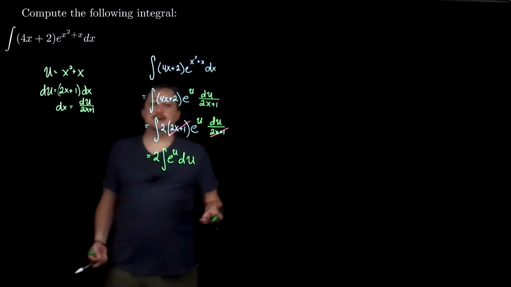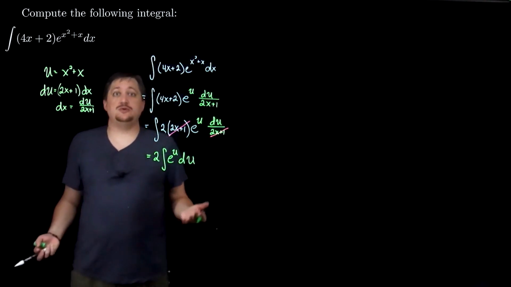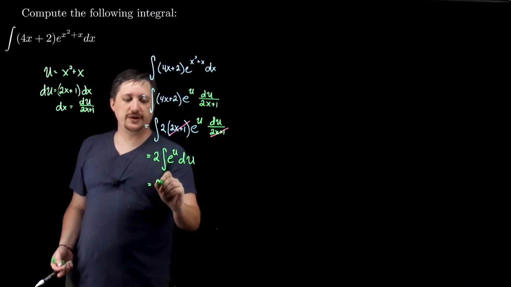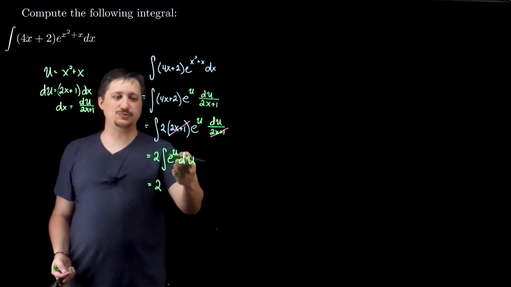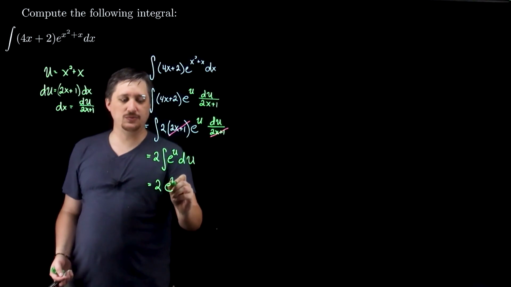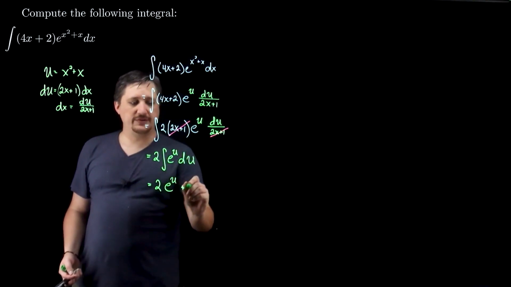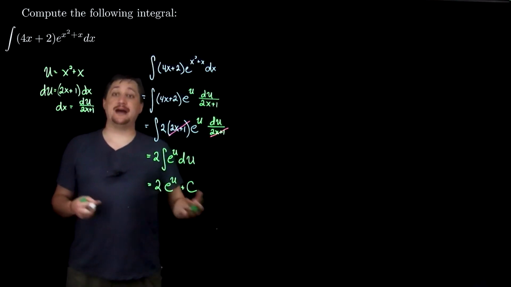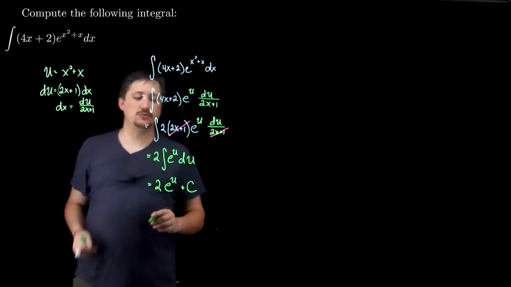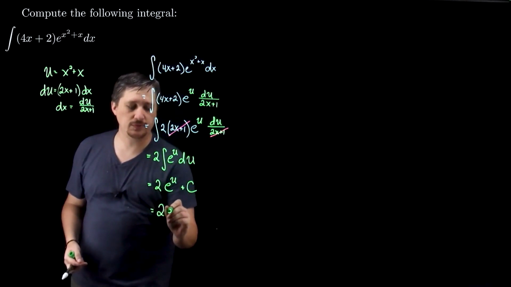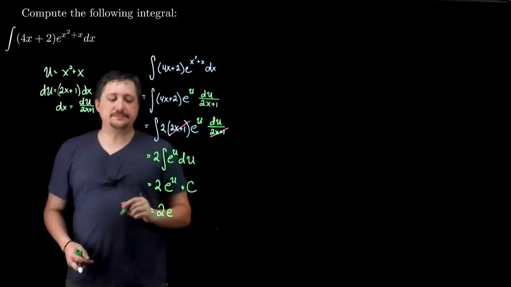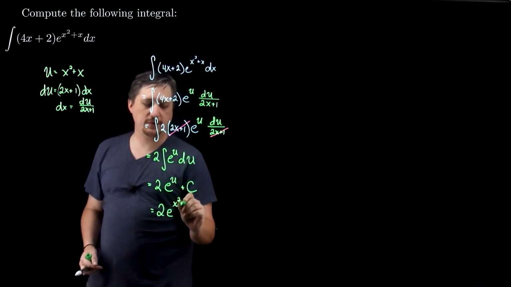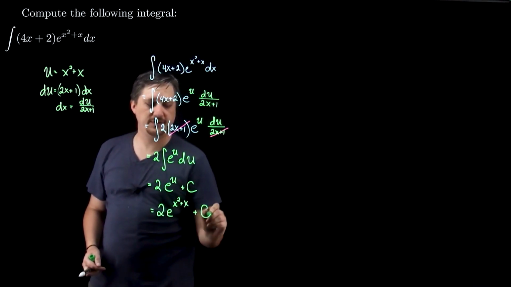And this is nice, because the integral of e to the u is e to the u. Because I have everything in terms of u, there's no x's left over. So the 2 is still there, but when I take the integral of e to the u du, I just get e to the u plus c, because I want all the antiderivatives, not just one. But then I have to give it back in terms of x, so I have to sub out what the u is. So I get 2 times e to the x squared plus x plus c.